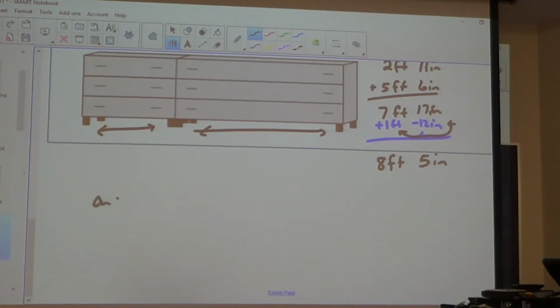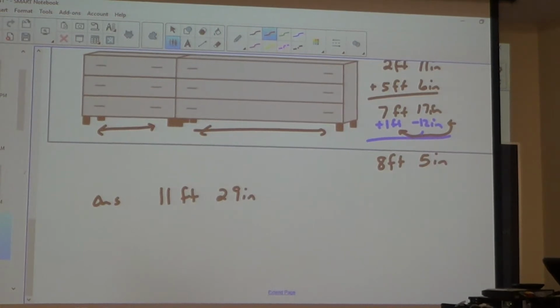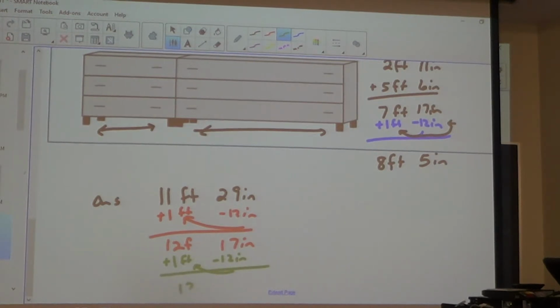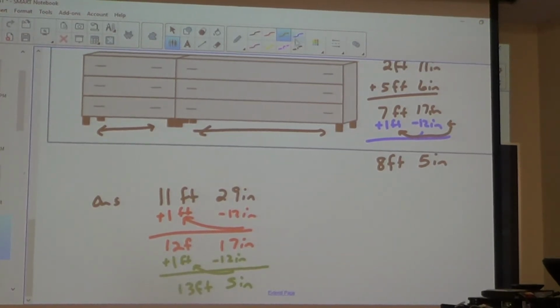Now, what if my answer was 11 feet 29 inches? We're going to subtract the 12 inches and add a foot. So that's 12 feet 17 inches. Are we done? No. We subtract another 12 inches and call it another foot. So it's going to be 13 feet 5 inches. Are we good? Yes. You keep simplifying them. It's like reducing fractions. You have an improper, or top heavy, because you're bigger than 12.